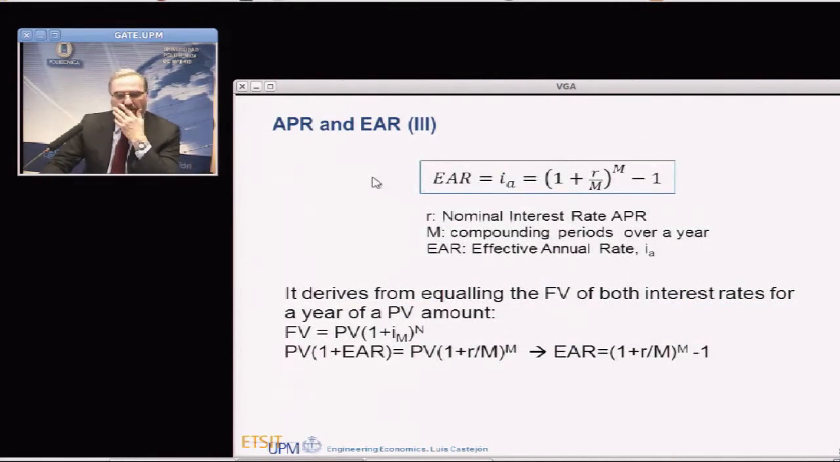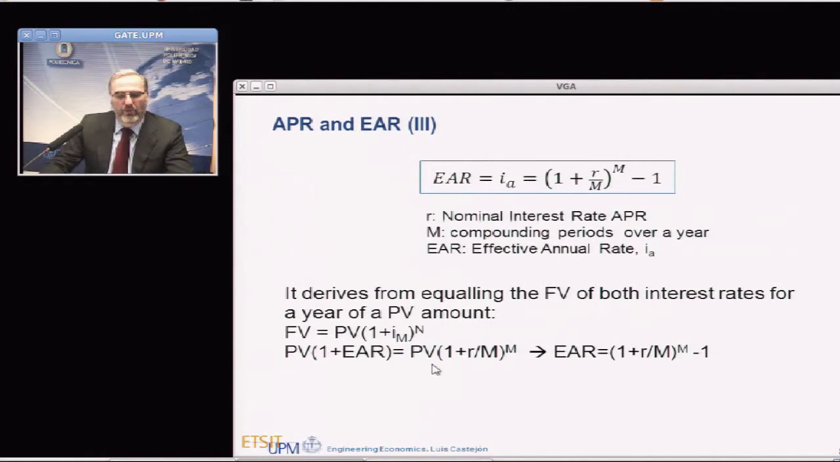So the formula for the effective annual rate is this one: 1 plus the annual rate, R, divided by the number of compounding periods, to the power of the number of compounding periods, less 1. Where does this formula come from? It derives from equating the future value of both interest rates for a year of a present value amount. So look, the future value of any loan will be the same.